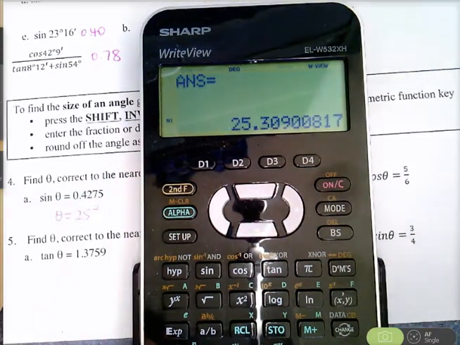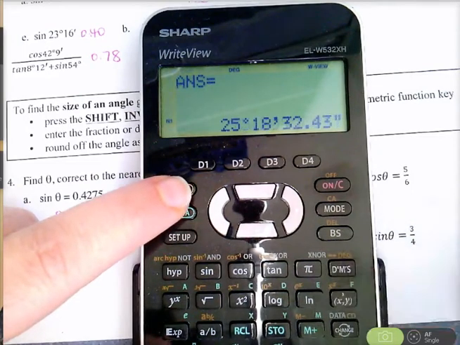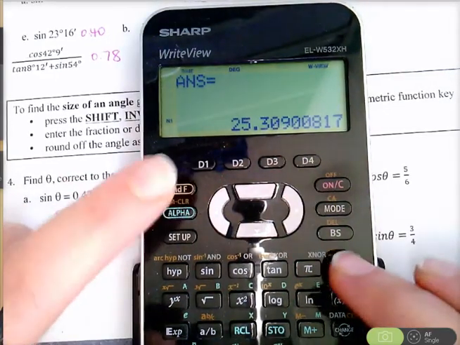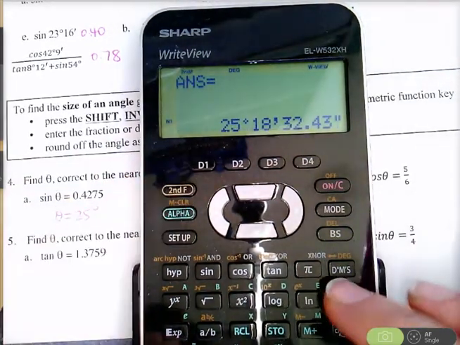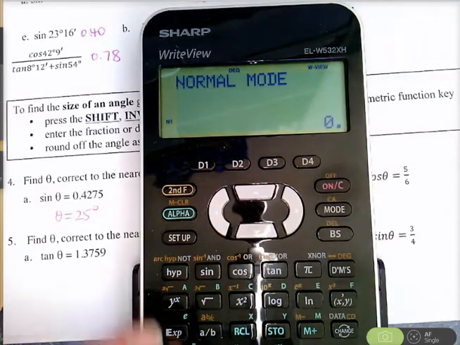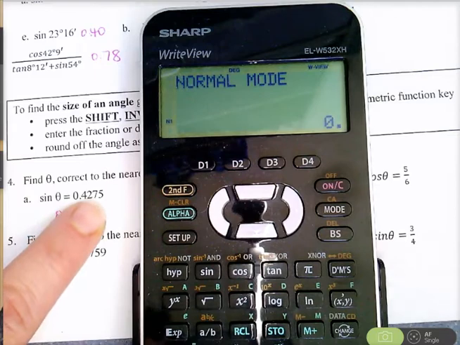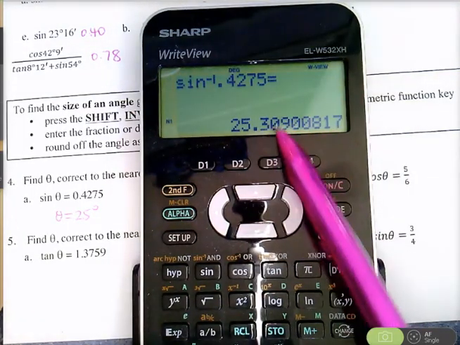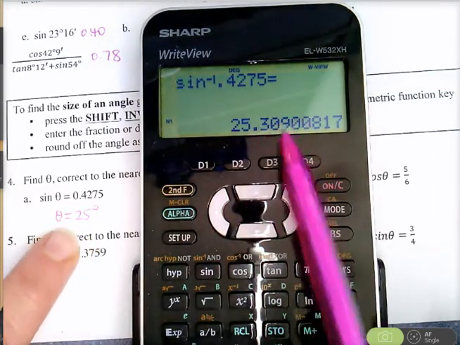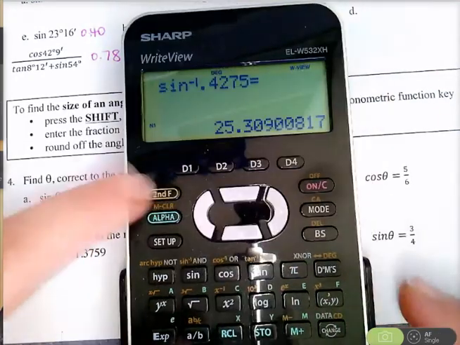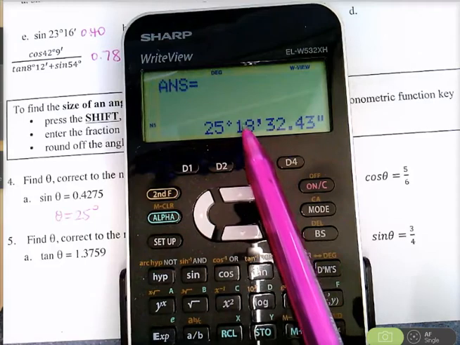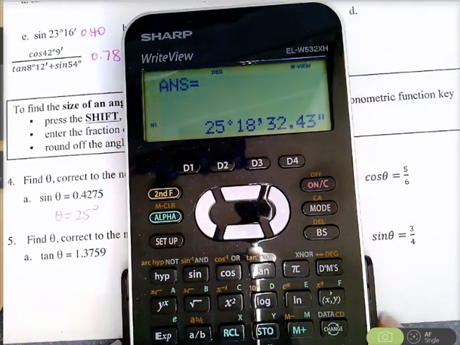Every time I press the second function degrees button, I go from the decimal format 25.3 to the degrees, minutes, seconds format. Now to round to the nearest degree, sorry, I'll have to do that again. If I want sine of something is 0.4275, I go second function sine, 0.4275 equals. If I want to round to the nearest degree, you can just round it like normal numbers, so that's closest to 25 degrees. Or you can go to degrees, minutes, seconds, which is 25 degrees, 18 minutes. 18 minutes is less than 30 minutes, so it still gets rounded down to 25 degrees.